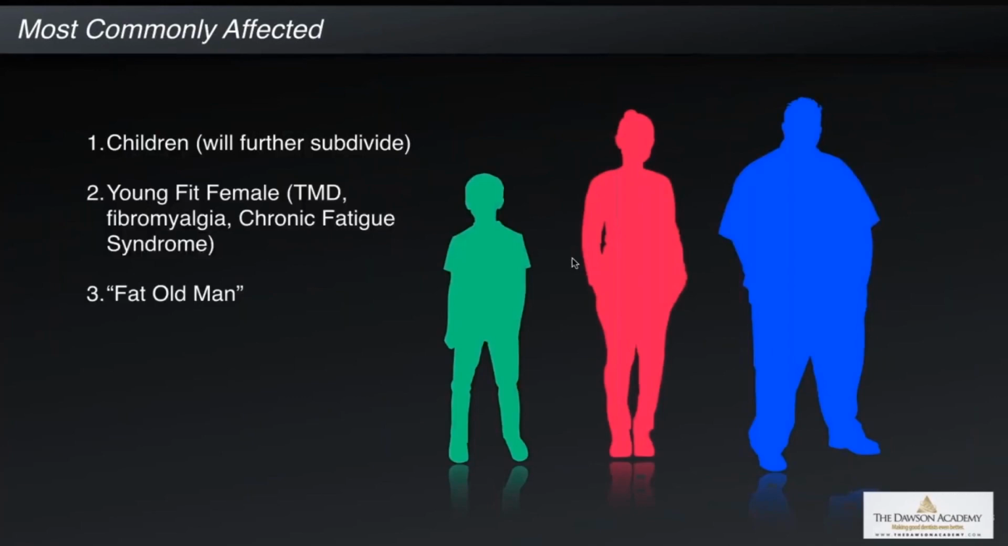So who's affected by this? There's really three categories. Children, which we'll further subdivide. Young fit females, which is interesting because you wouldn't normally suspect that those patients would have a breathing disorder. And coincidentally, that same category of young fit female is more commonly affected by TMD symptoms, fibromyalgia, chronic fatigue syndrome, a lot of these autoimmune problems. And then the overweight older male. Those are the ones we most commonly associate, but we can easily miss the other two categories.